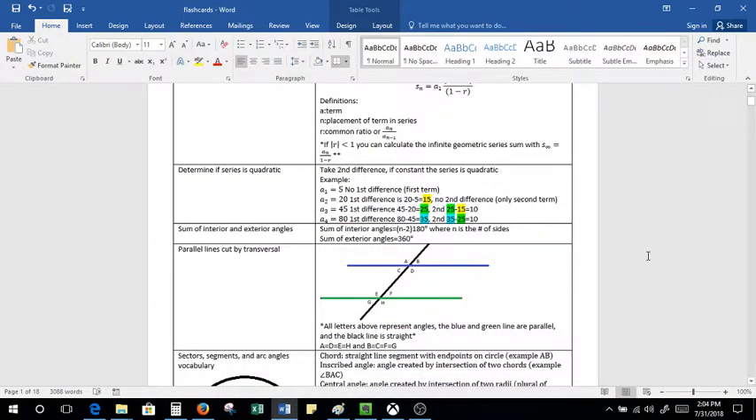Welcome back to Memorization. So we're going to get a little bit into geometry now. Sum of interior and exterior angles.